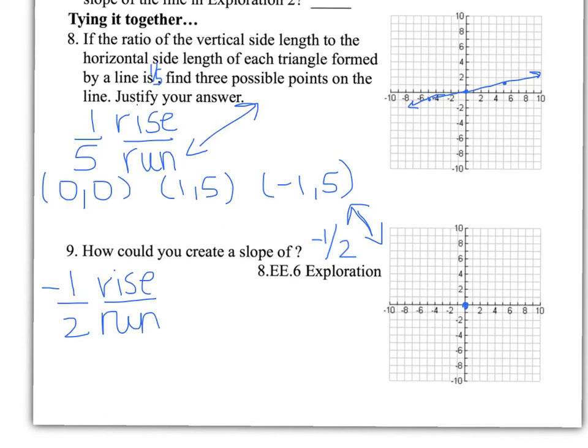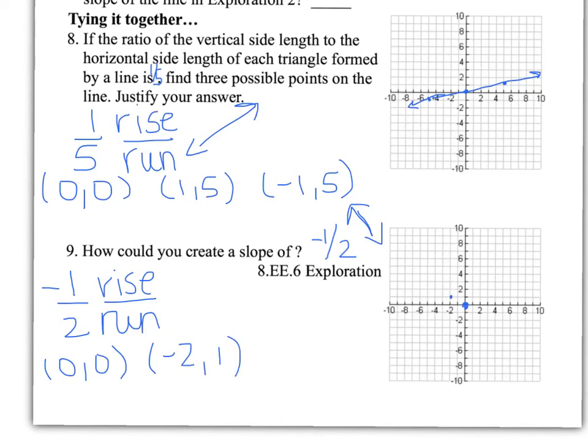So we're going to go up 1. And instead of going to the right 2, we're going to go to the left 2 because it's negative. So up 1 to the left 2 is going to put us right there. We started at 0, 0. So if we go up 1 to the left 2, that's going to put us at negative 2, 1.